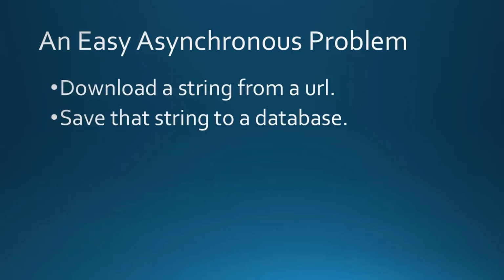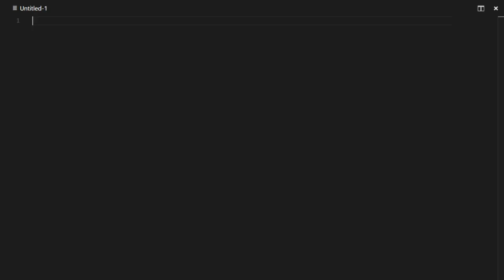So again, our simple problem that we want to solve is we're going to download a string from the internet and we're going to save it to a database. So in the synchronous world, we have, say, a method that will allow us to download a string from the internet, and I'm just going to call this DownloadString. And we're going to also have another method that allows us to save it to the database, as such. And we want to compose these methods. What does this look like when our application is going to download and then save?